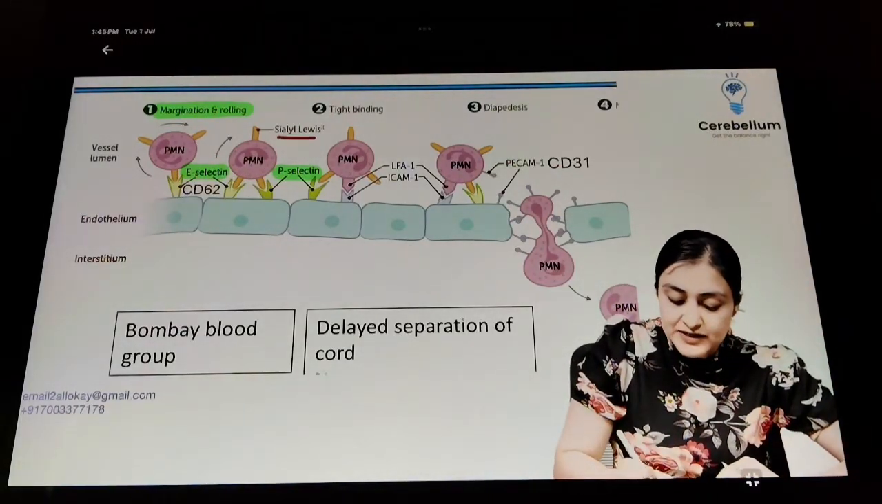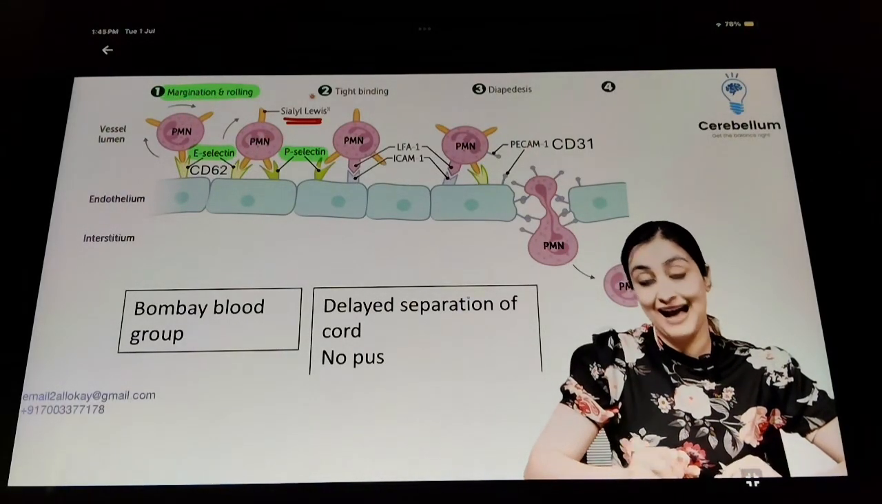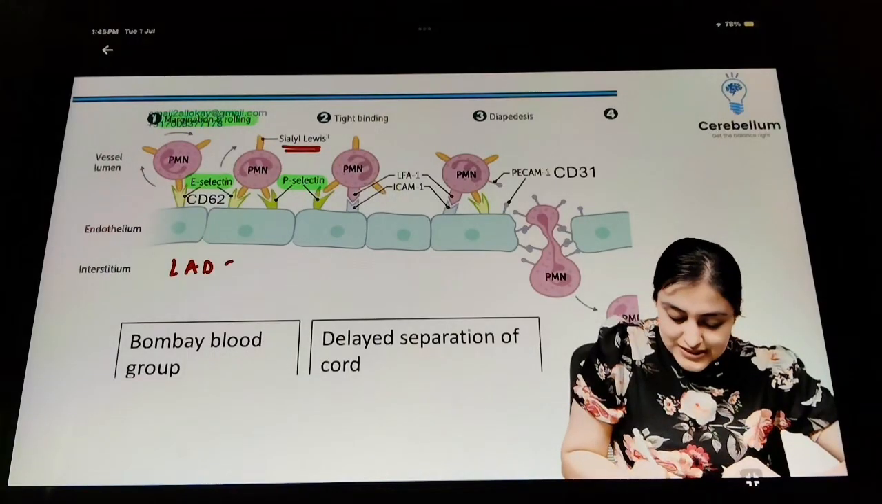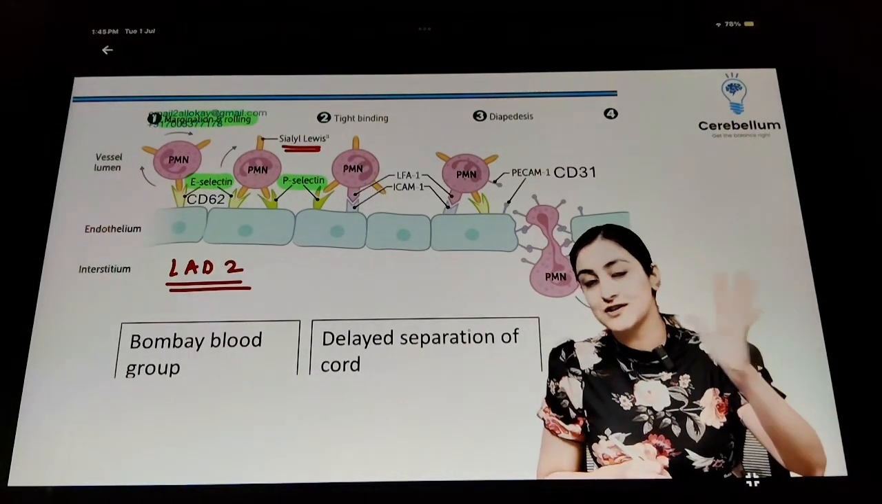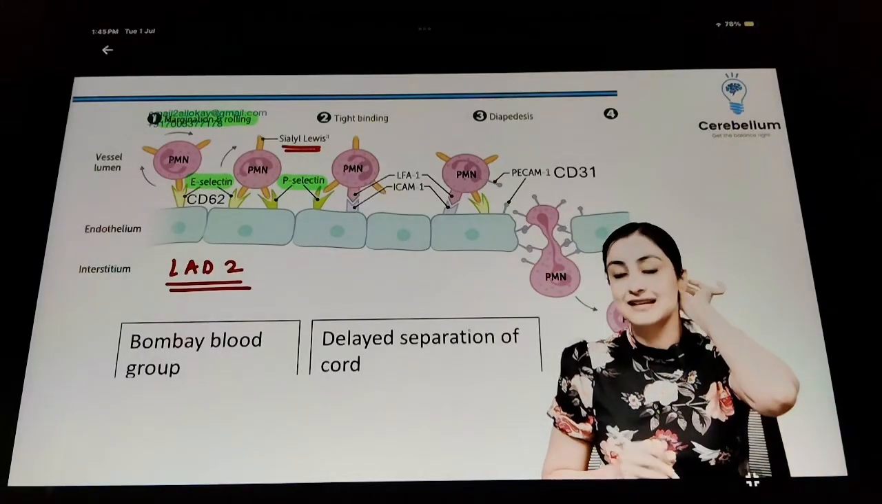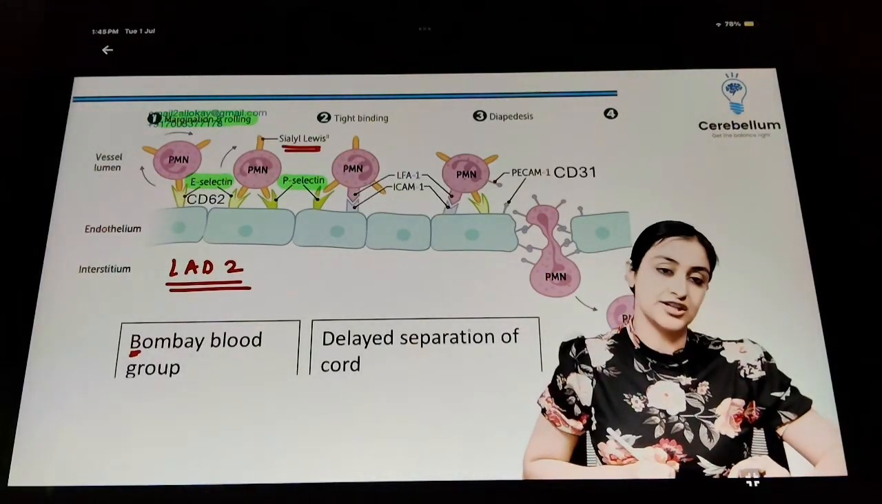Now, the sialyl Lewis X is made by an enzyme called fucosyl transferase. So when you don't have sialyl Lewis X, margination and rolling doesn't happen, and this is what leads to leukocyte adhesion deficiency 2. Even though this is the first step, this is where it gets tricky and students make a lot of mistakes. Even though this is the first step that is happening, the LAD is LAD2. Okay, 2 is B, the second letter. So you remember LAD2 is associated with Bombay blood group.